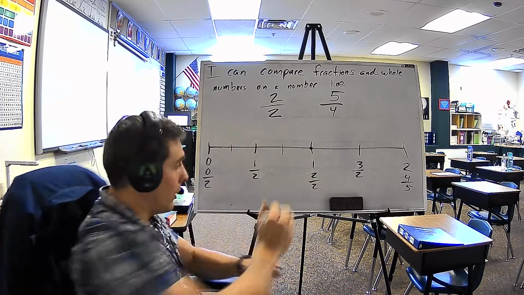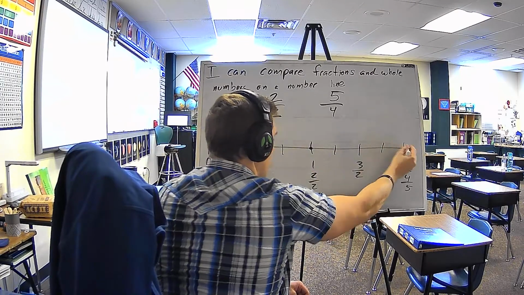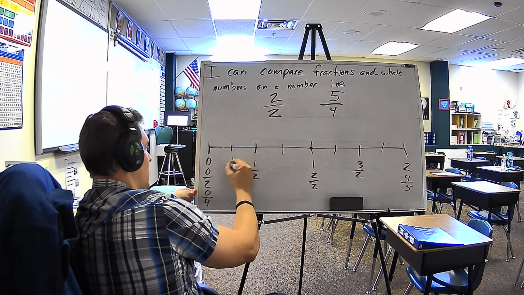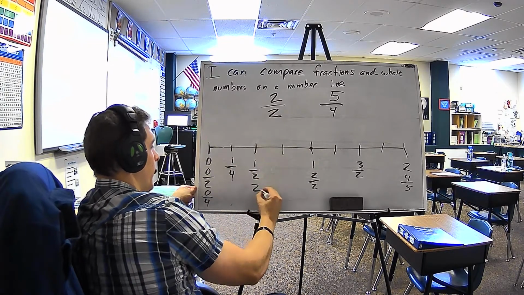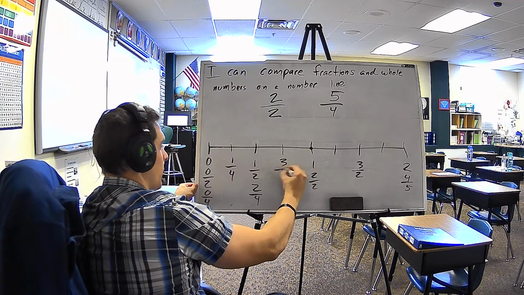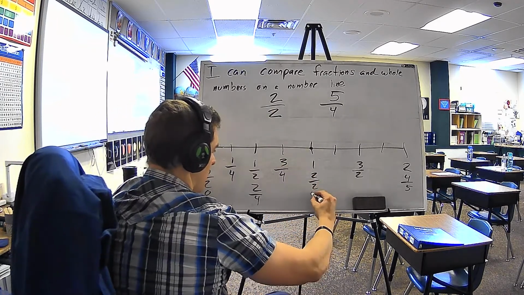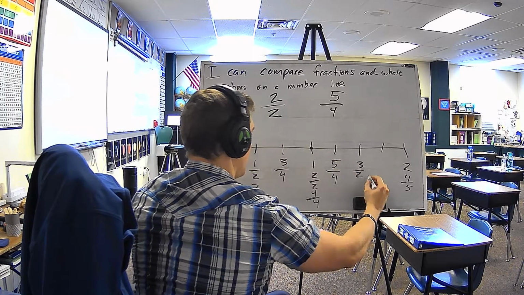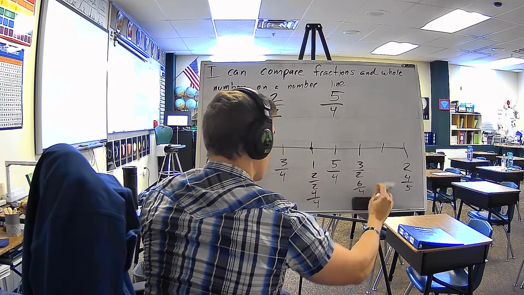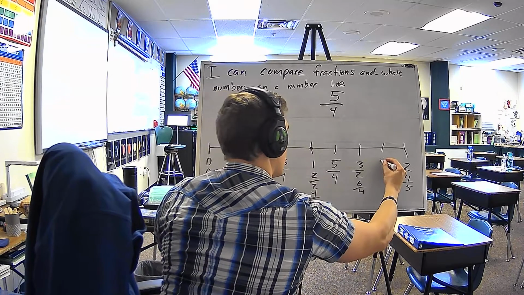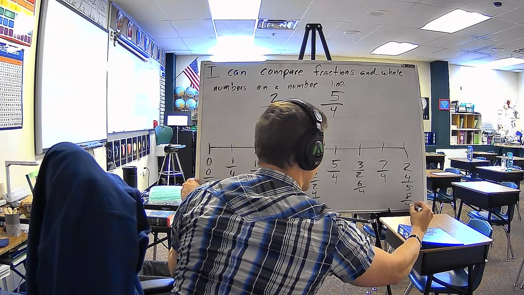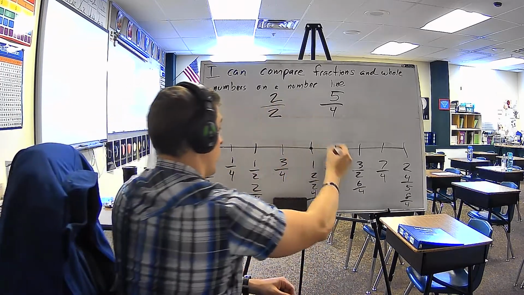So let's label, well, actually, let's finish all the way. Label that one as well. 0/2 is the same thing as 0/4. This is 1/4. This one would be 2/4, 3/4, 4/4, 5/4, 6/4, 7/4, and then 8/4. 5/4 is right here.